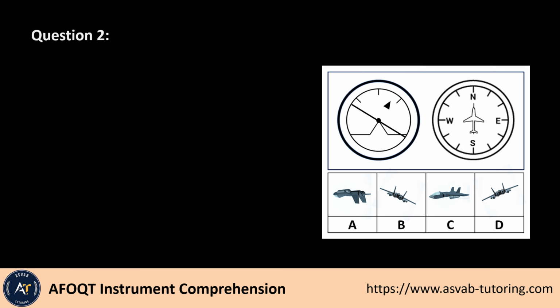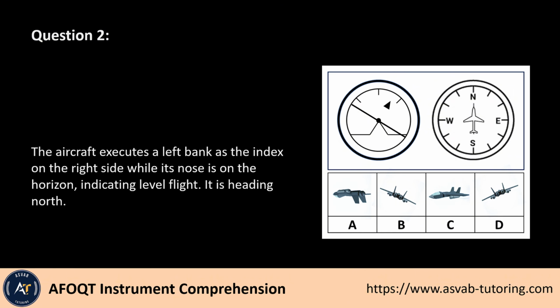Question 2. The aircraft executes a left bank as the index on the right side while its nose is on the horizon, indicating level flight. It is heading north. Therefore the answer is D.